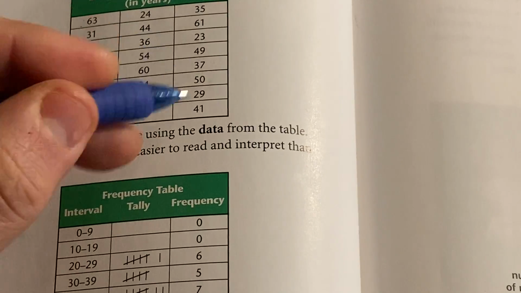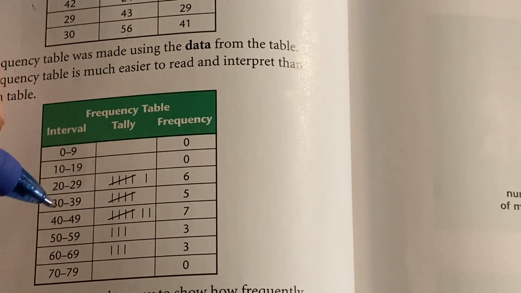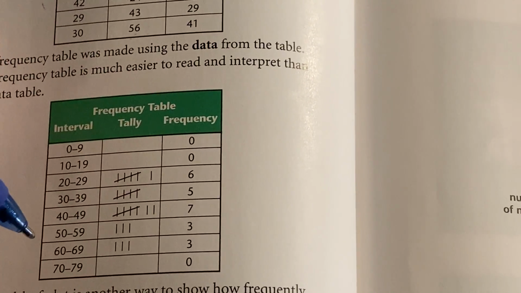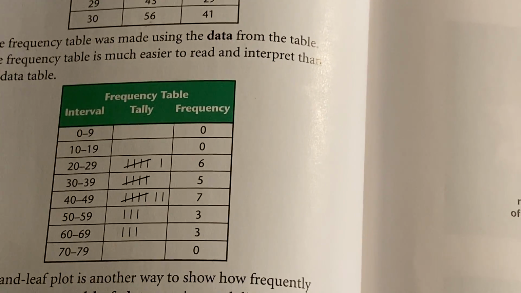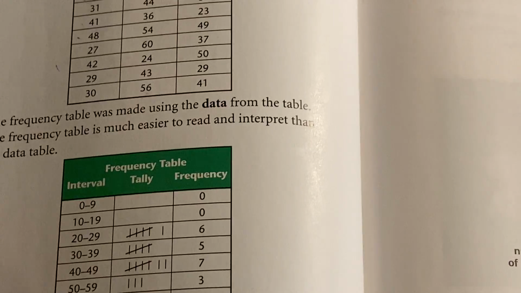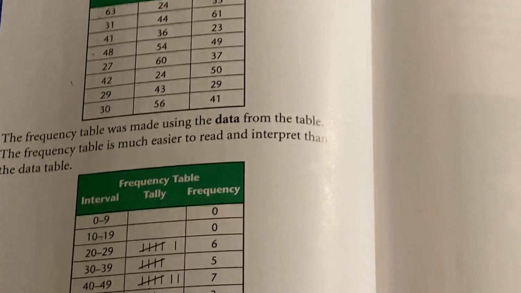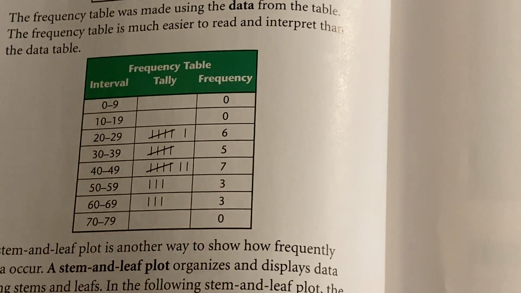We counted all of the 20 ranges. We tallied them up, and there were 6. 30 to 39, 5, 40 to 49, 7, and then so on. So in the frequency column, that lists where your totals are at. So 6, 5, 7, 3, and 3. So all that this frequency table did was take the information that was in the data table above and make it much easier to interpret.